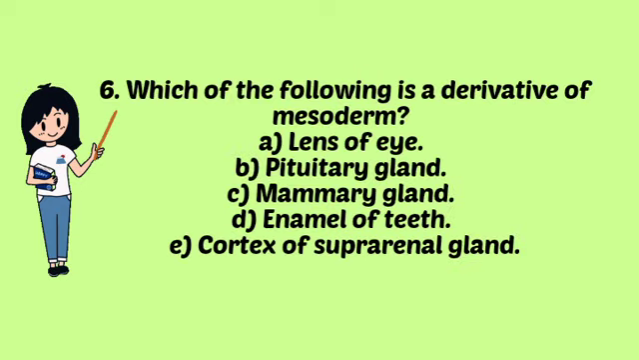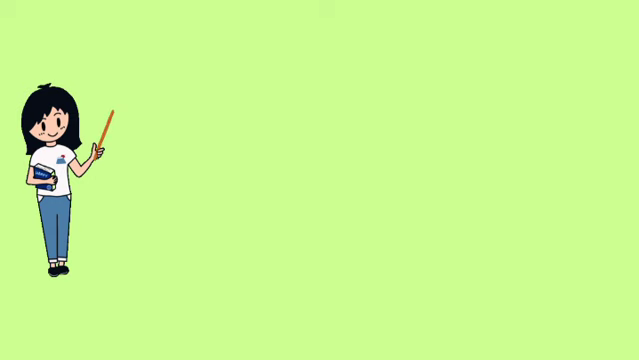6. Which of the following is a derivative of mesoderm? A. Lens of eye. B. Pituitary gland. C. Mammary gland. D. Enamel of teeth. E. Cortex of suprarenal gland. Option E is correct, cortex of suprarenal gland.